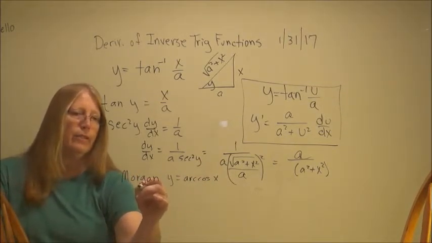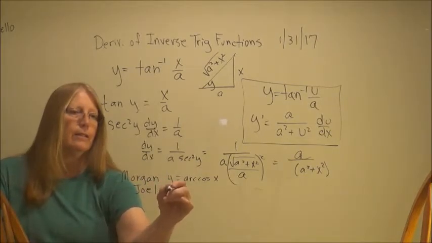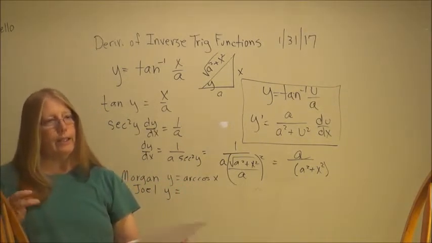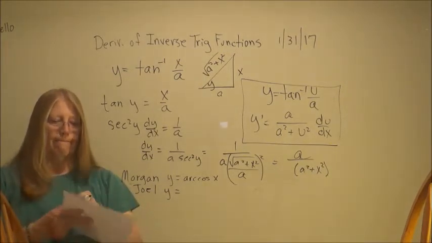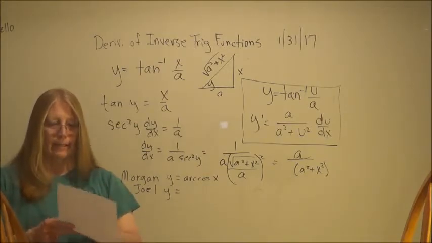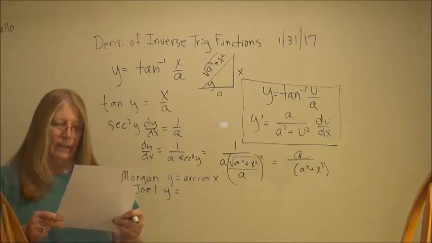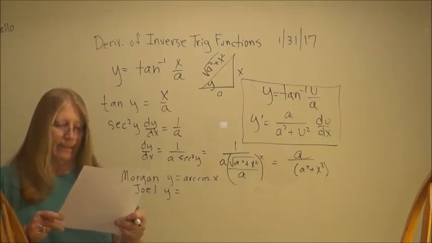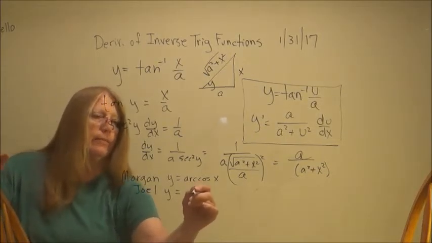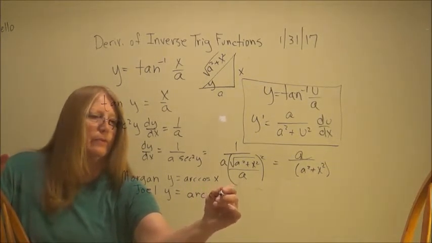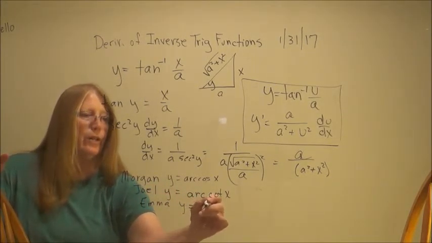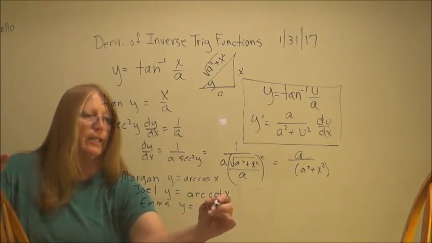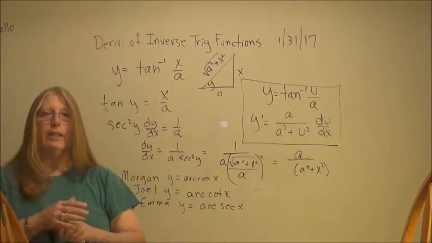And Joel, let's see, sine, cosine, and tangent are taken. Let's see if you can do arc cotangent. And Emma, y equals arc secant of x. And when we come together tomorrow, we'll come up with the missing one, arc cosecant of x.